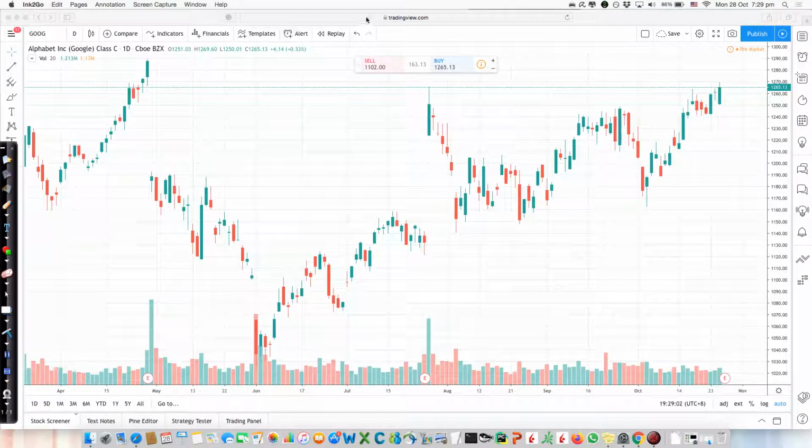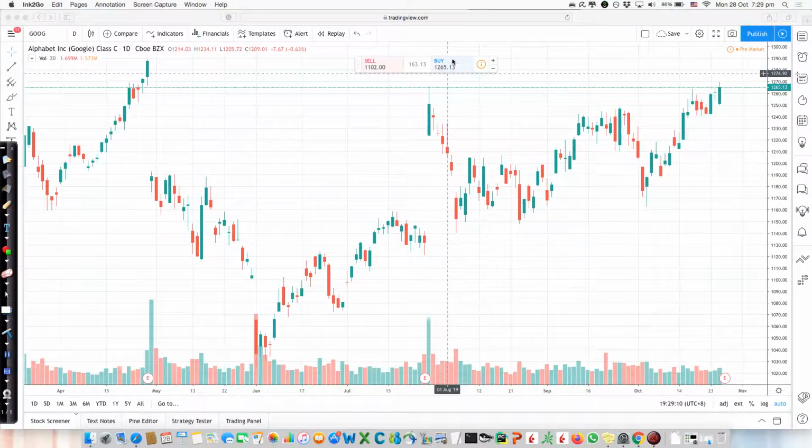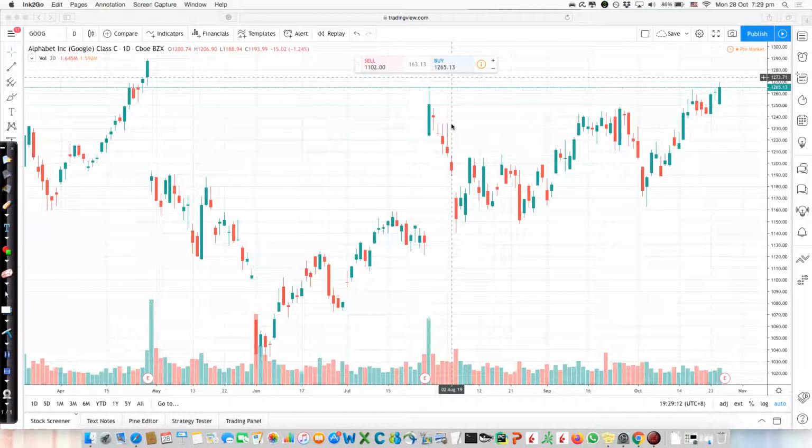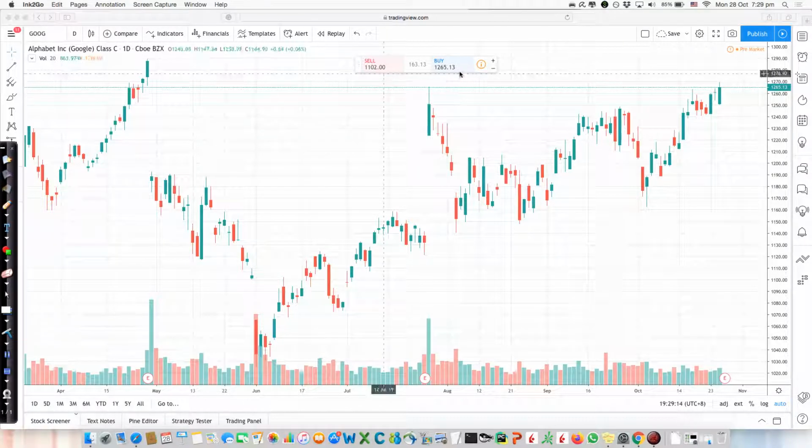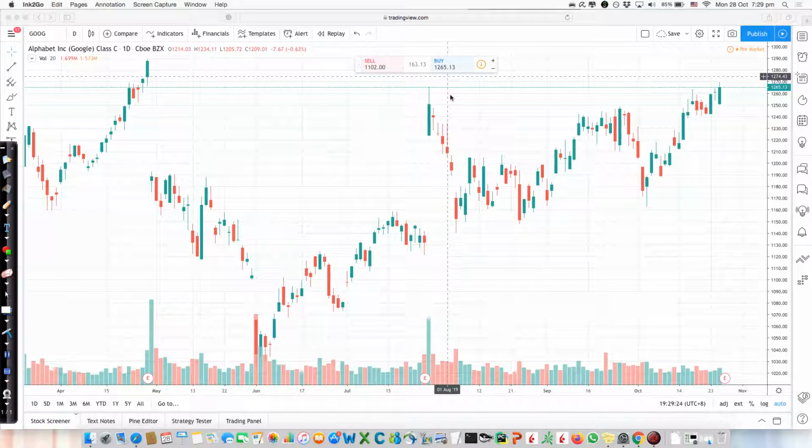We are looking at TradingView at Google. You see there are two prices, buy and sell, okay? And what is the meaning of that? Well, this buy price, is it the bid or the ask? Actually, this is the ask. Remember, usually the bid price is the lower and the ask price is the highest.